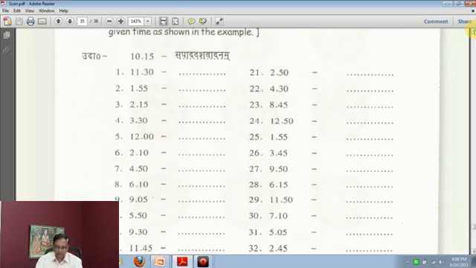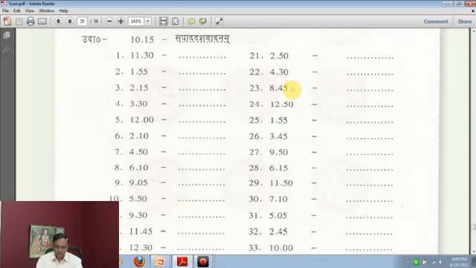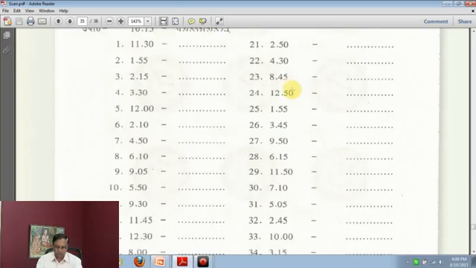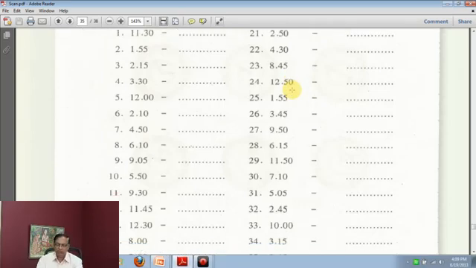Then 20th, Sardha Ekavadanam, 1:30. And 21st, 2:50. Dasha Una Trivadanam. Dasha Una, 10 minutes less to 3 o'clock. Then 22nd is Sardha Chaturvadanam. Padona, 23rd, Navavadanam. Padona Navavadanam. Then 24th, Dasha Una Eka Vadanam. In Sandhi, Dashona Eka Vadanam.